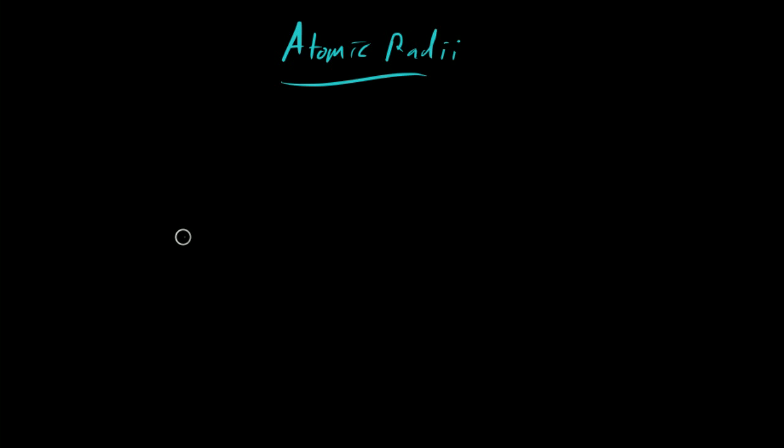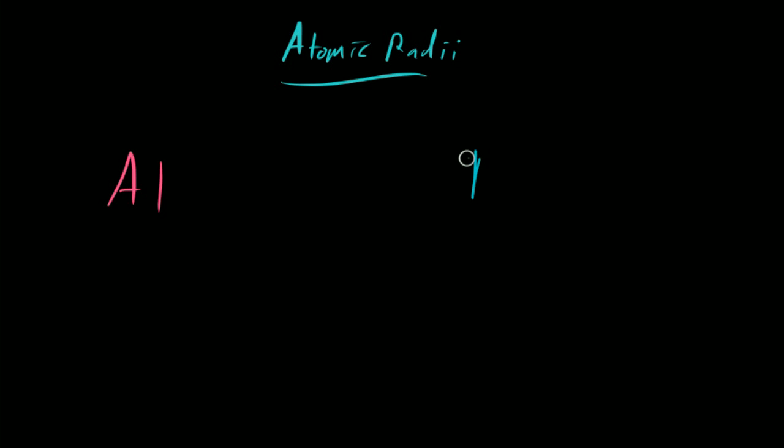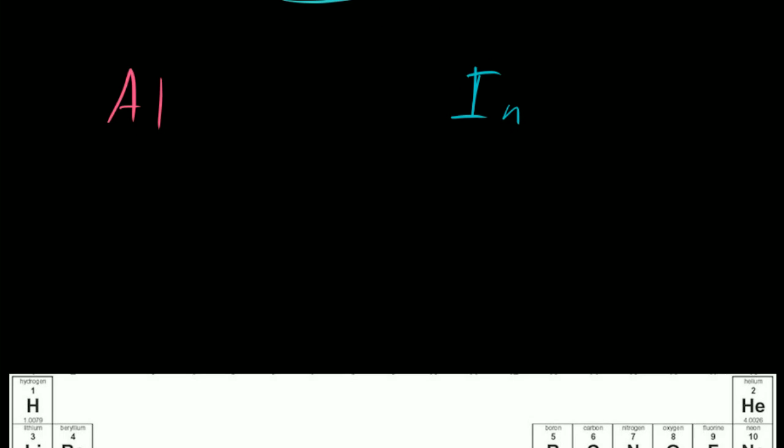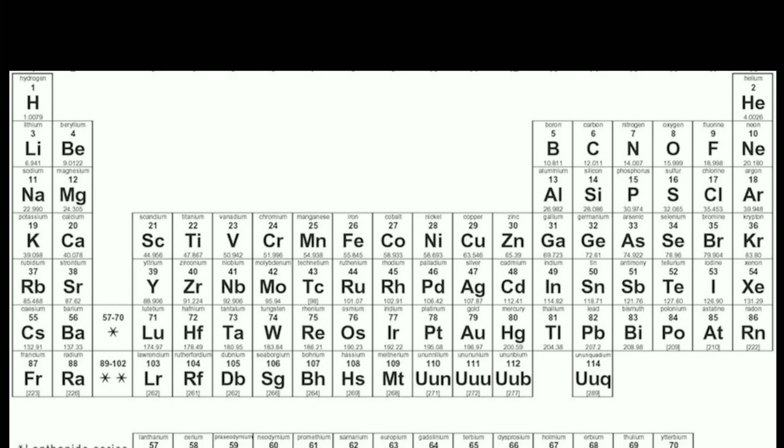So in this example, we're given two different elements. We are given the element Al, and we are also given the element In. And we are supposed to figure out which one of these do you think has the larger atomic radius? Which one of these two atoms would be larger? Well, let's go down and look at our periodic table.